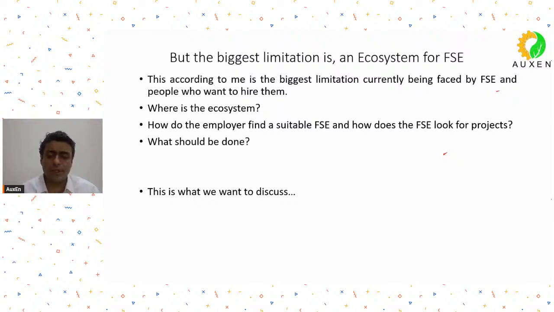So let us discuss for the next 5, 6 minutes, and from the audience themselves, let us try to understand what can be some ways to develop an ecosystem for this, and what are the challenges and roadblocks that the people who want to hire freelance engineers face, and those people who are working as freelance engineers, what are some of the challenges that they face. So let us discuss for 3, 4, 5 minutes, and then we will move ahead to our next segment.